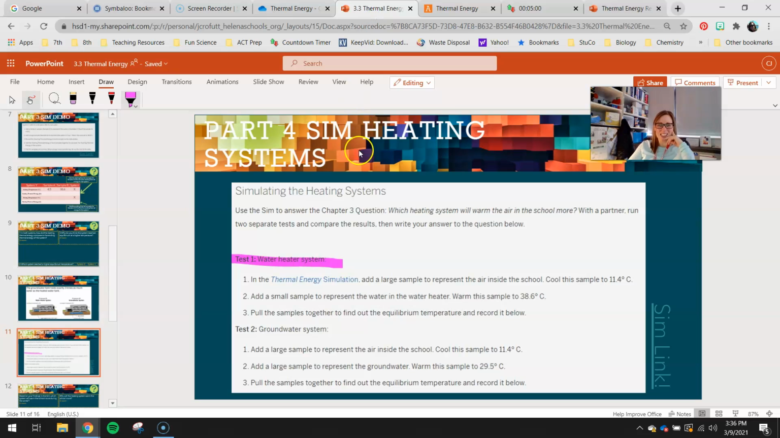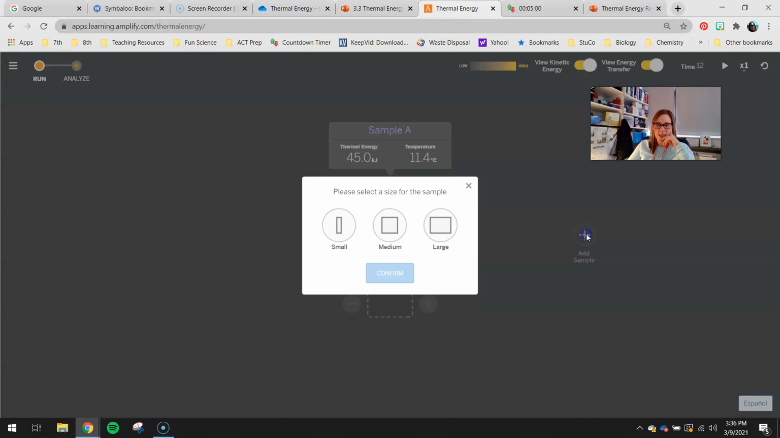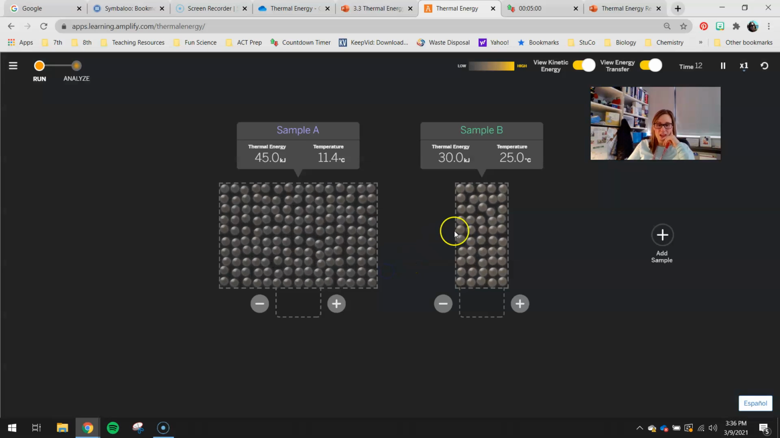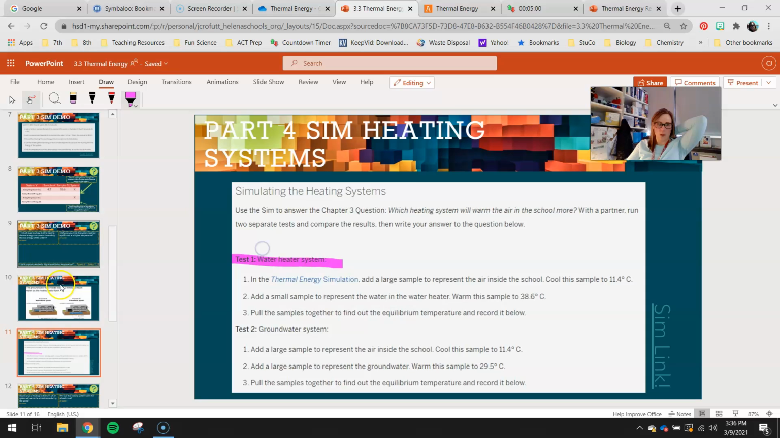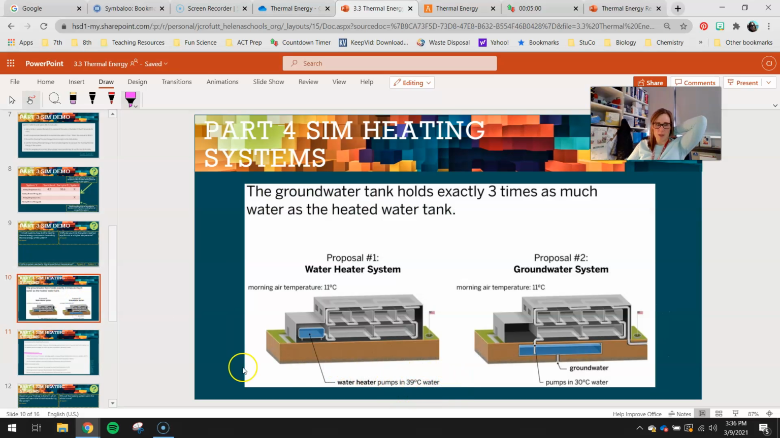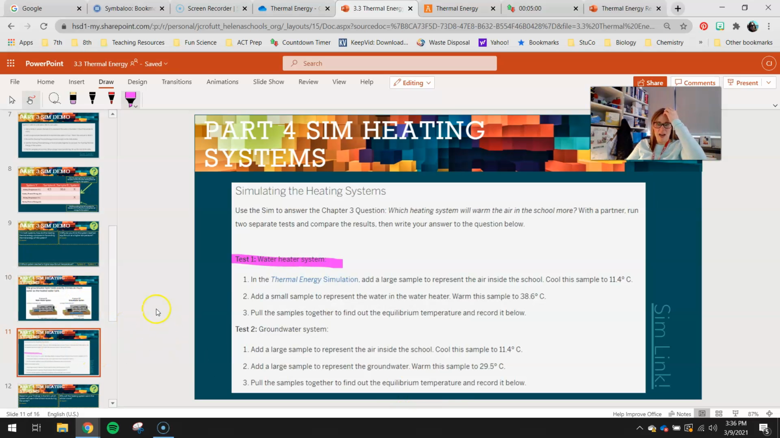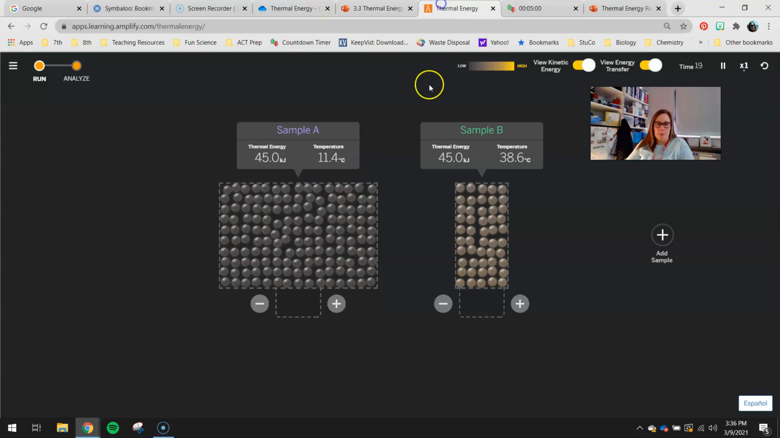Then we're going to add this small water heater. It says add a small sample to represent the water in the water heater and warm this up to 38.6. So here's our second sample. It's going to be small to represent that smaller water heater, and we're going to warm it up to 38.6. That's pretty close to 39, which is what they predicted the water in that sample to be. Then you can just take an observation.